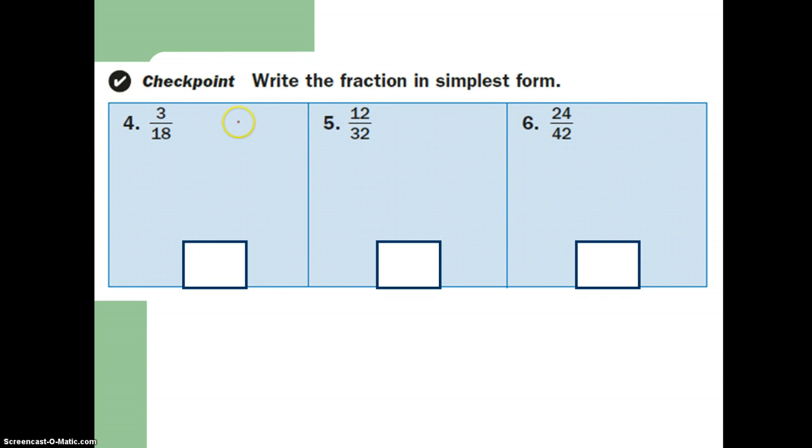For 4, 5, and 6, go ahead and write the fraction in simplest form. For number 4, it's always nice to check to see if the smallest number, whether it's in the numerator or denominator, divides by both of them. In this case, I can divide 18 by 3, and obviously 3 divides by 3. You get 1/6. 12 and 32 definitely can divide by 2. I'm going to show you that there may be something bigger it can divide by, so you may need to do this division more than once.